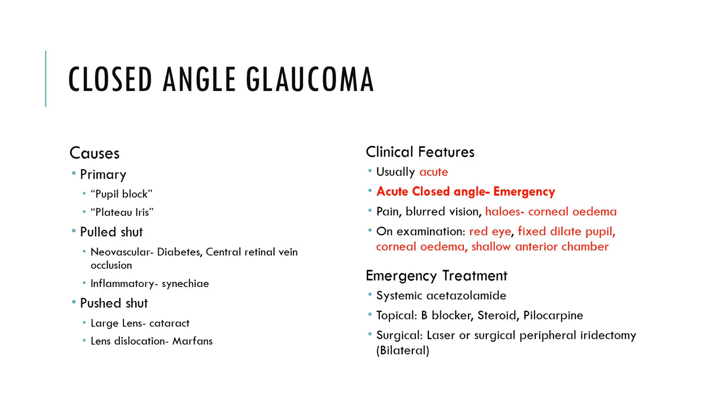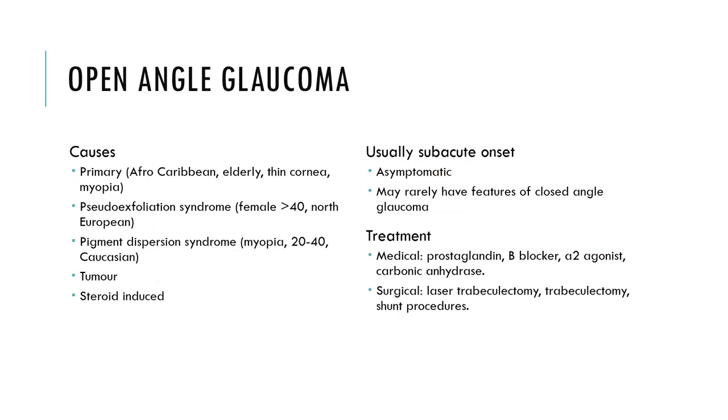Emergency treatment is firstly systemic, using carbonic anhydrase inhibitors. Next, topical, with beta blockers, steroids, or pilocarpine. And lastly, and this can occur later, using laser or surgical peripheral iridectomy, or PI, and this can be done bilaterally to prevent any further glaucomas. So that covers closed angle glaucoma, which is the usual acute onset.